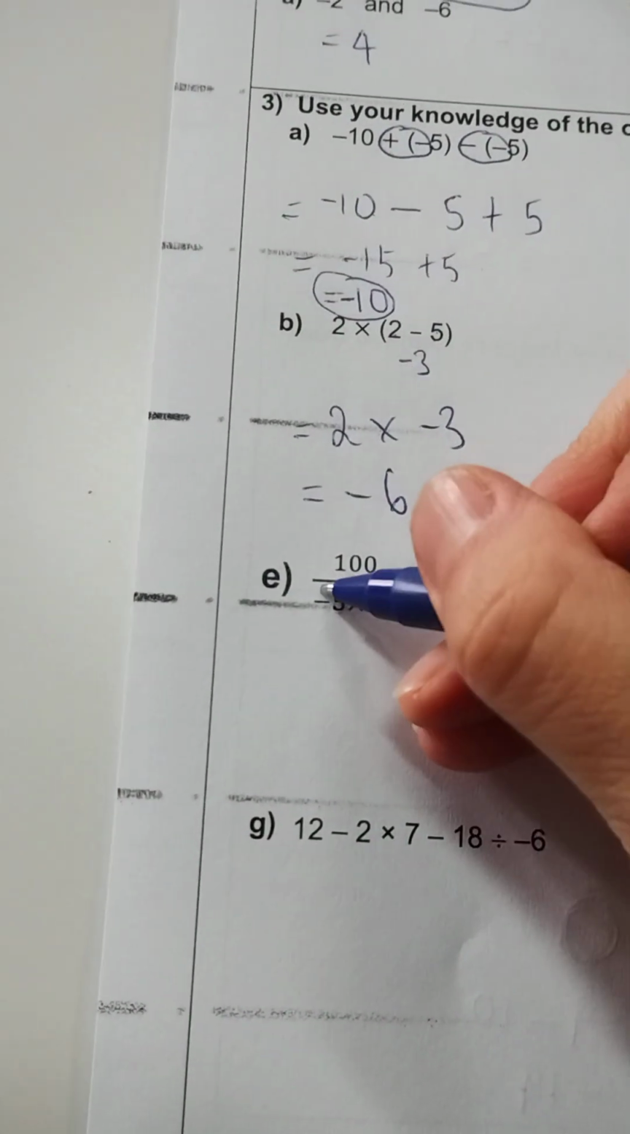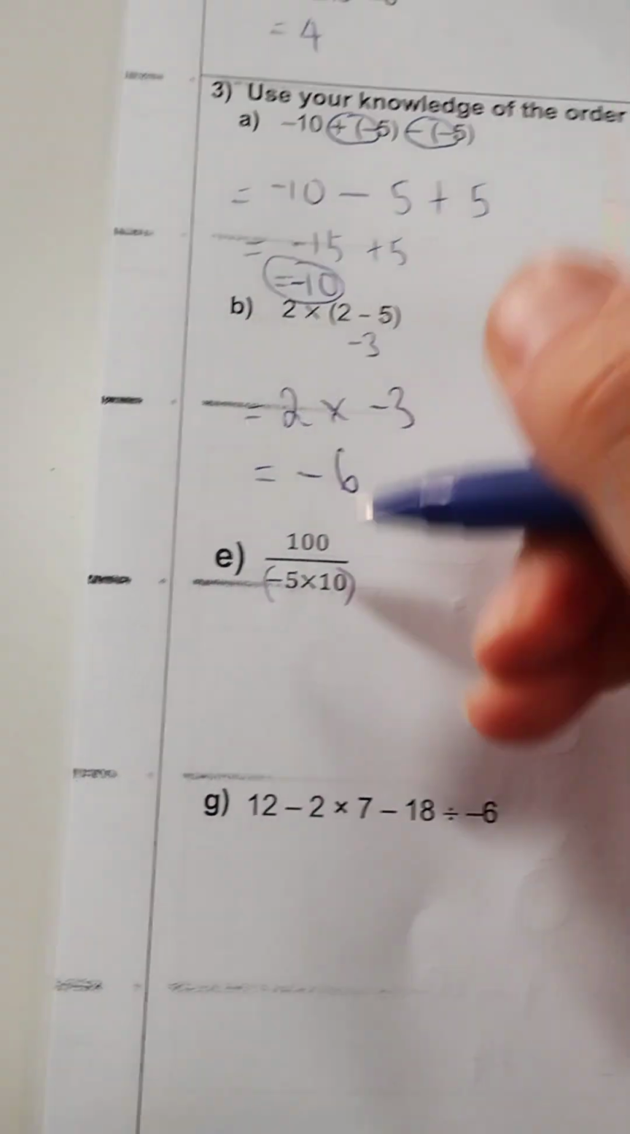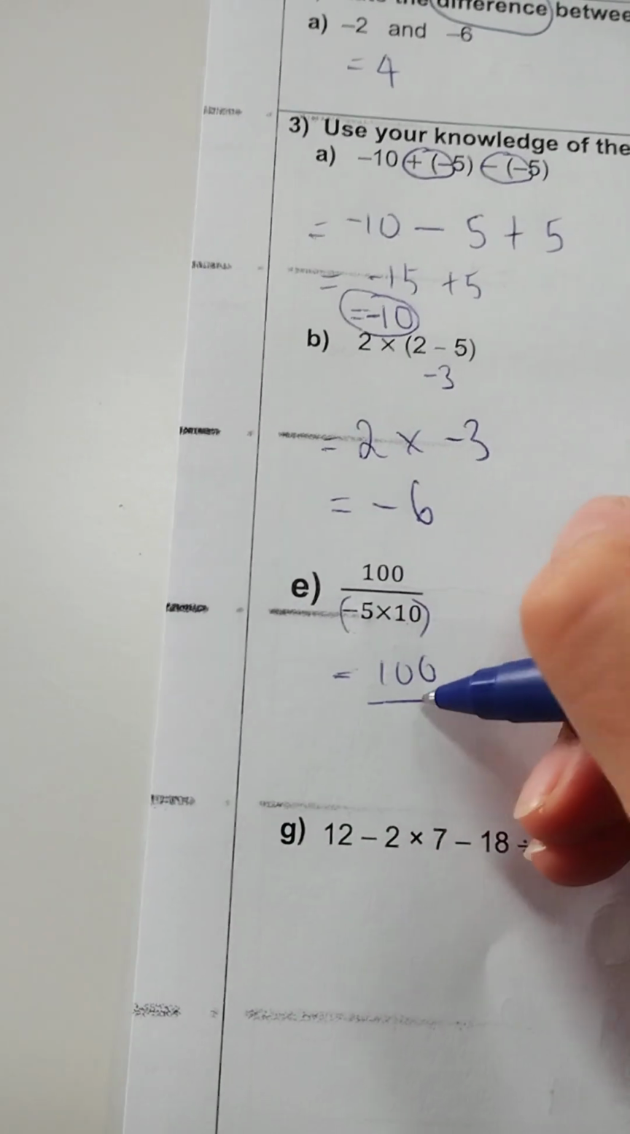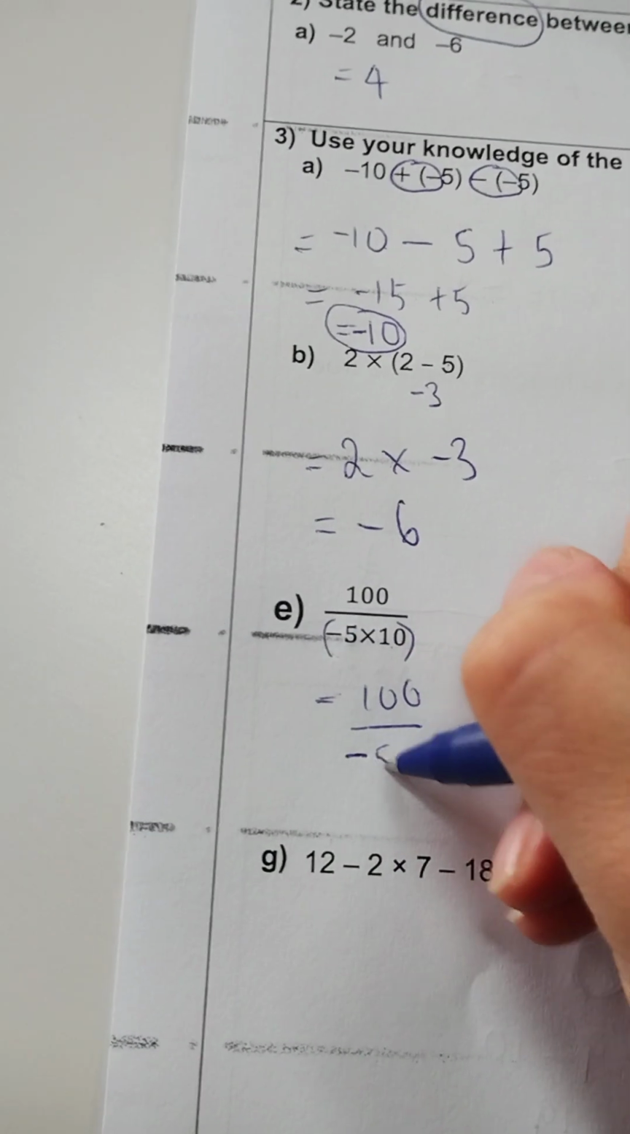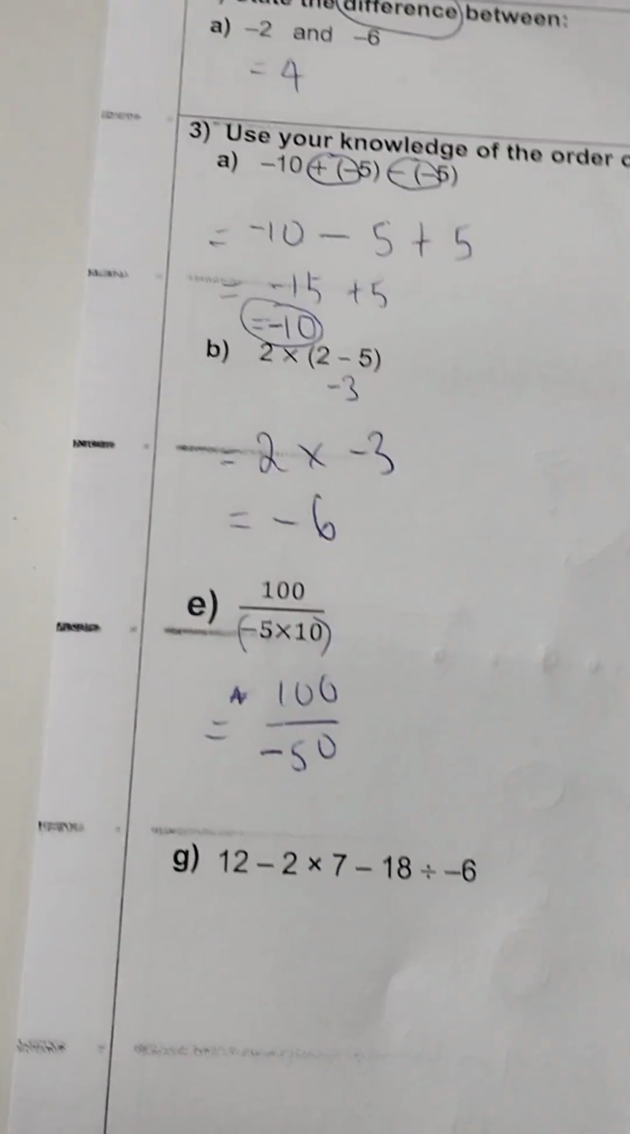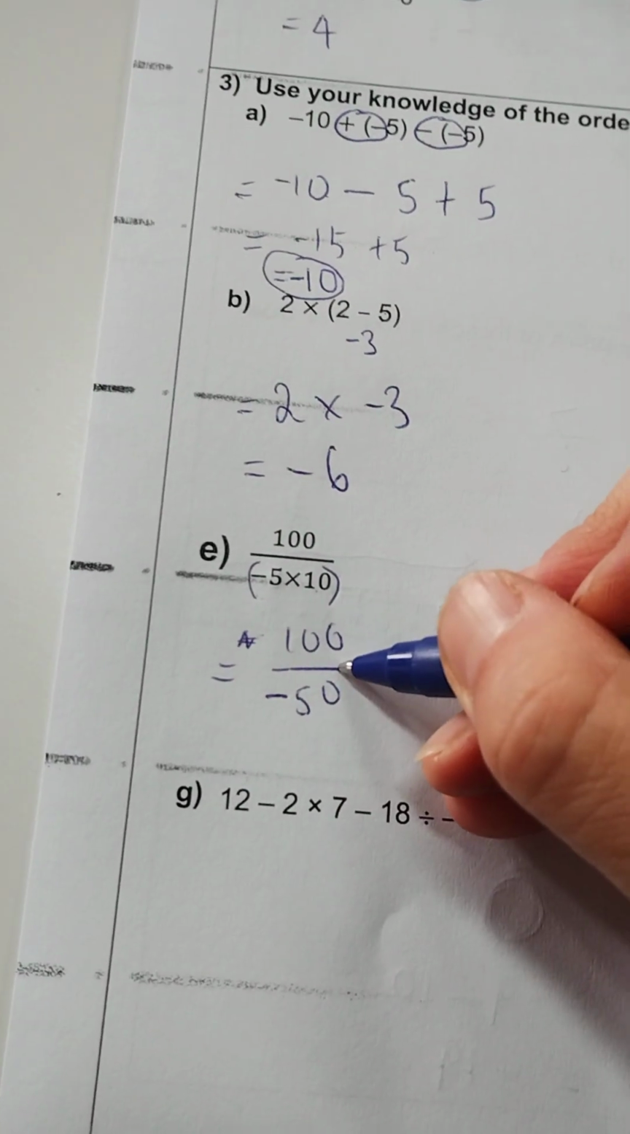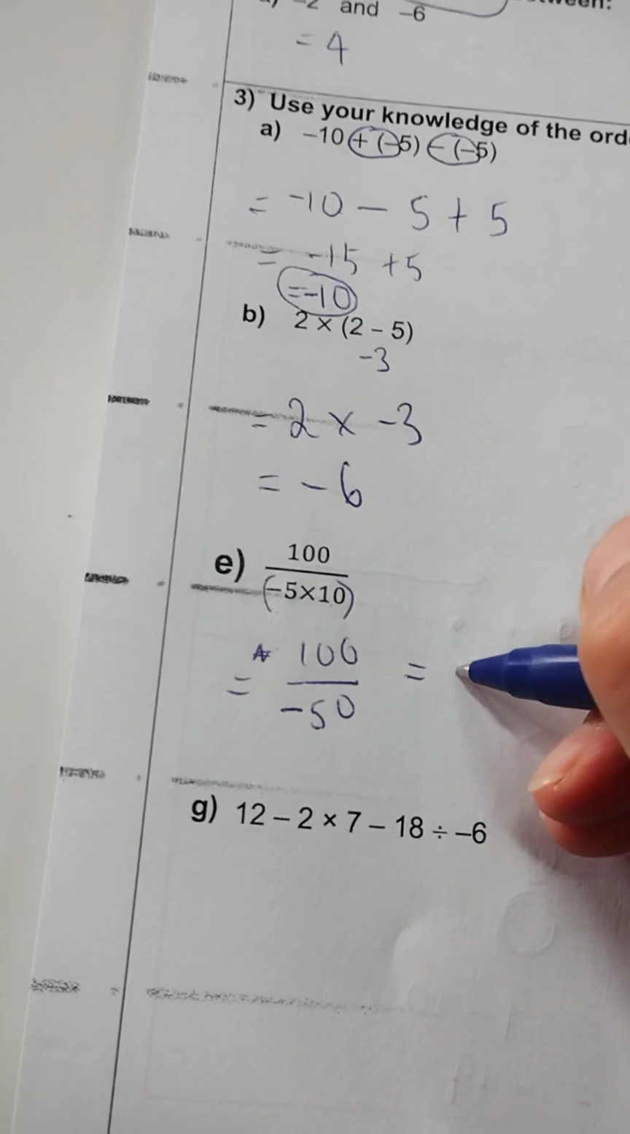E, there's invisible brackets there. I'll do the calculation first. So 100 divided by 1 negative, so negative 50. Now, the whole thing has 1 negative. That line means division. I'll just squeeze it here. So my answer will be negative.